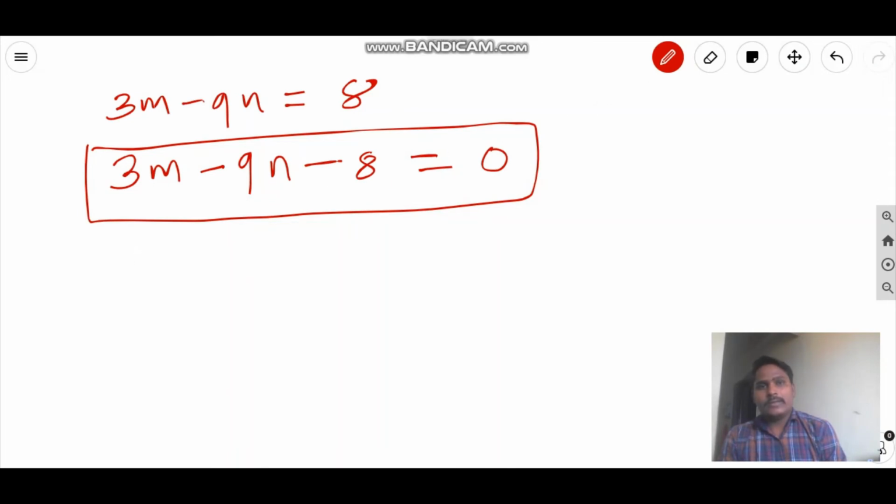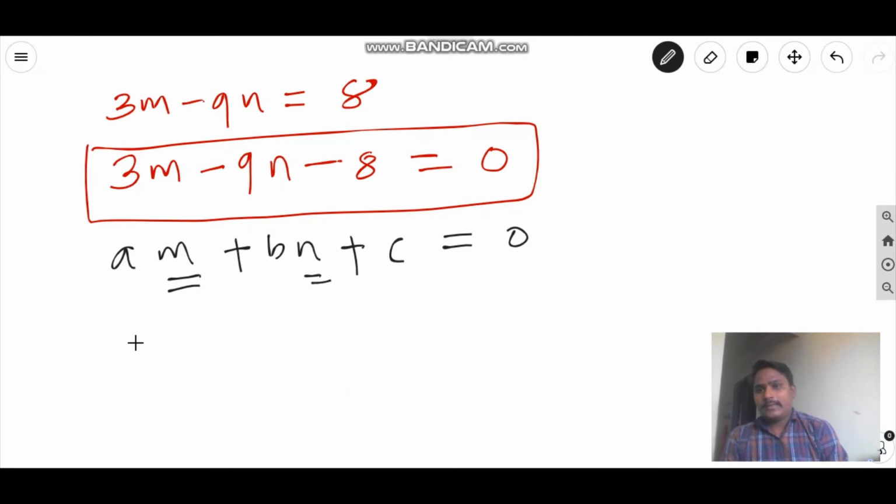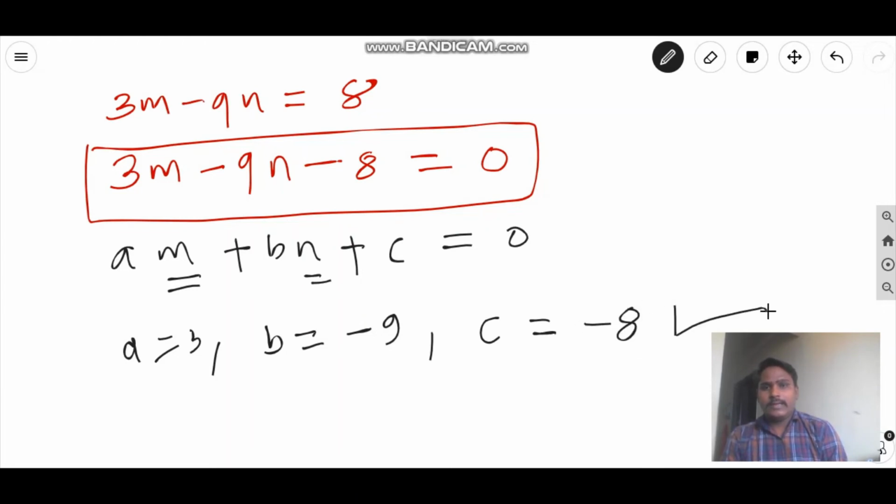Comparing with our standard form, what is our standard form? Here am plus bn plus c is equal to 0 is our standard form. I am replacing x and y by m and n respectively. So we get a is equal to 3, b is equal to minus 9 and c is equal to minus 8. These are three real numbers. The highest power present here is 1, and here is 1. So the second condition is satisfied.